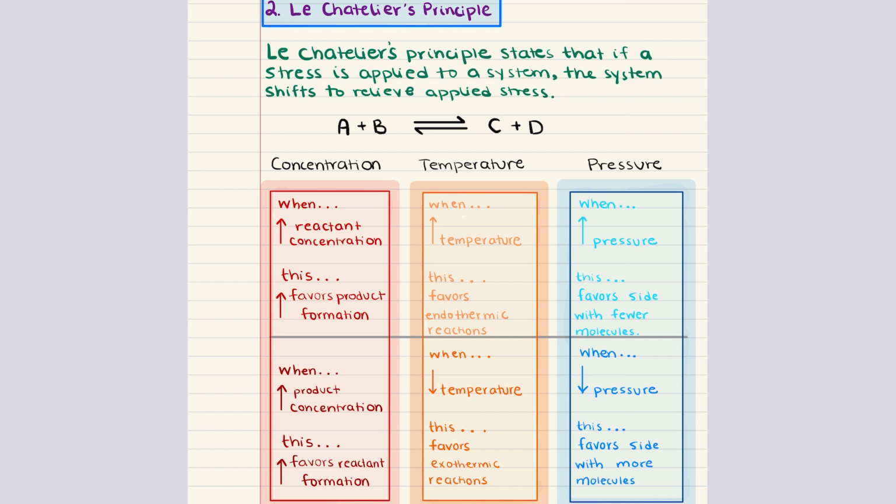And this principle can be applied to changes in concentration, pressure, volume, and temperature. So we're going to go over each of these variables and how changes made are counteracted by the reaction to re-establish equilibrium. We're going to first start off with discussing concentration.